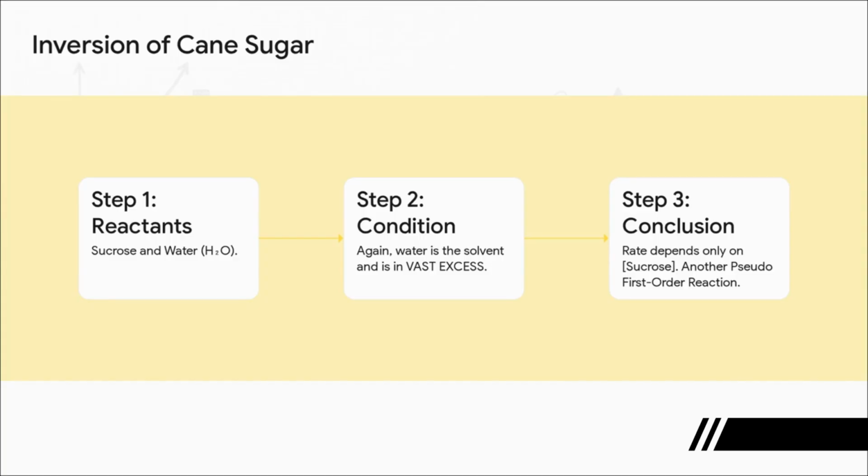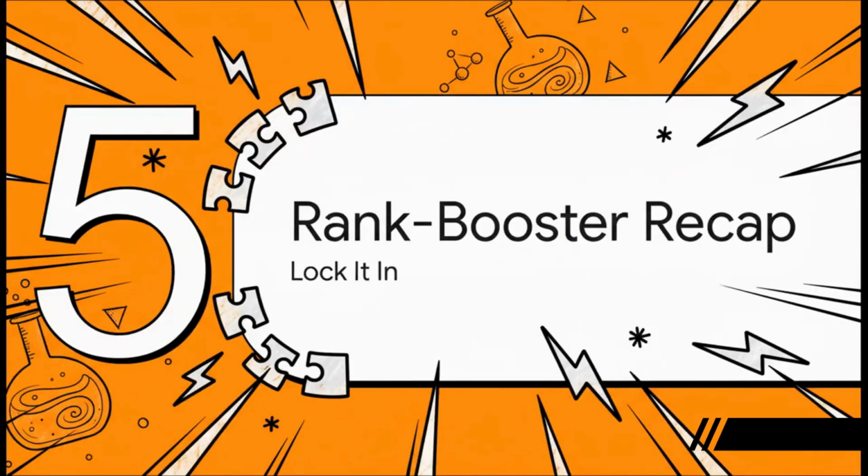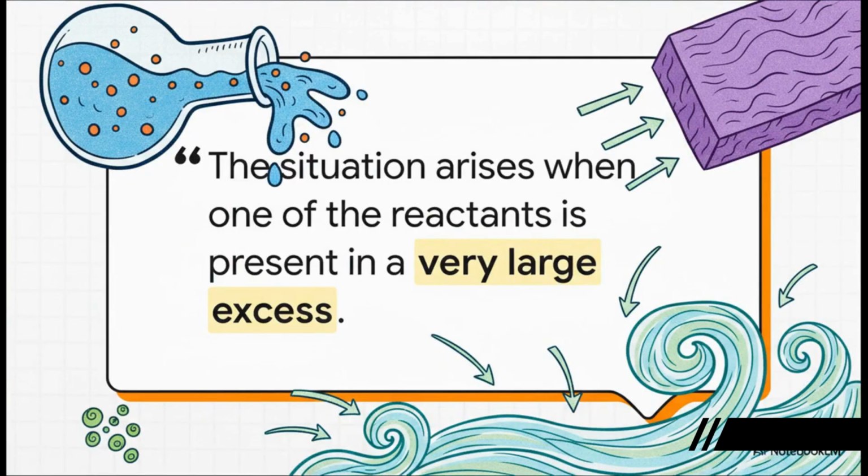You see the pattern? I want you to burn this into your brain. If water is a reactant and the solvent, a little alarm bell should go off in your head that says, hey, this might be a pseudo first-order trap. All right, let's bring it all home. We're going to do a quick rank booster recap to make sure all of this sticks. Okay, remember at the very beginning, I told you there was one secret condition that changes everything. Well, here it is. We're closing that loop. The big secret is just this. One reactant is present in a huge, massive, overwhelming excess. That's it. That's the whole magic trick. Its concentration is so big that it basically doesn't change.